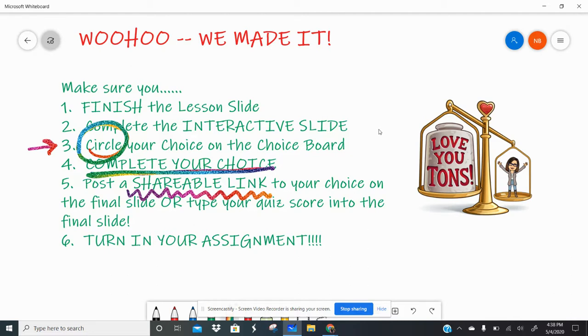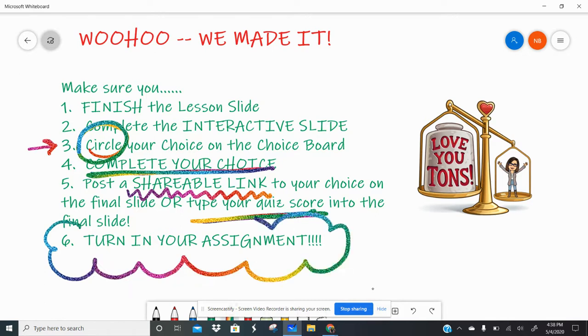So if you don't know how to do it by now, please watch the video in Schoology. Post that shareable link so that I don't have to unsubmit and send it back to you and then email your parent and blah, blah, blah. And it's just such a headache. And I know you feel it too. So post that shareable link. If you decide to do the quiz, just type in your quiz score onto the final slide. And then the very most important thing, turn in your assignment. Don't just do it and then not turn it in. That seems silly because then I have to email your parent on Monday and they're yelling at you, and that's awful.